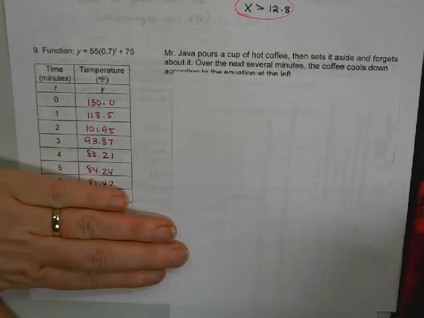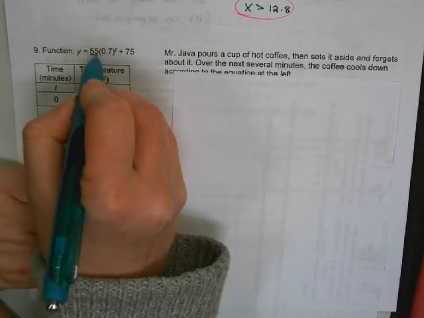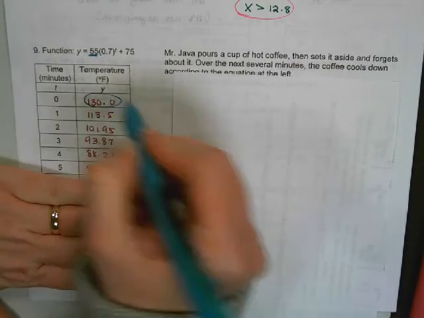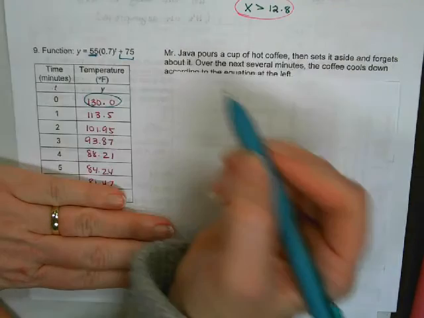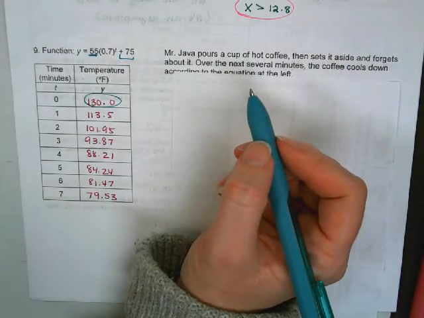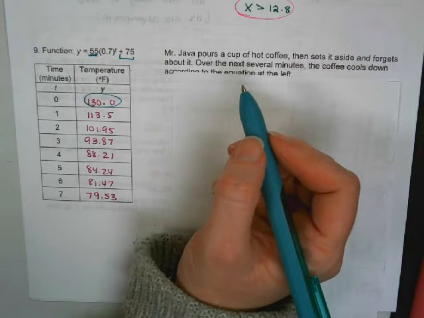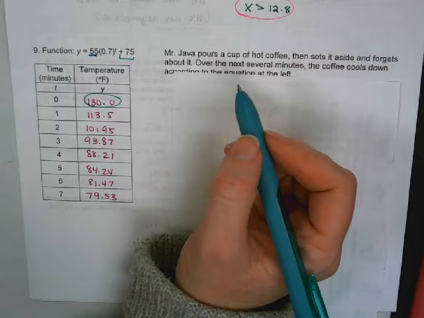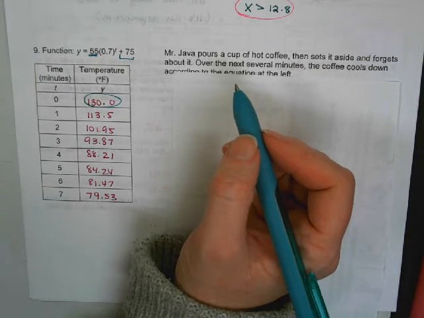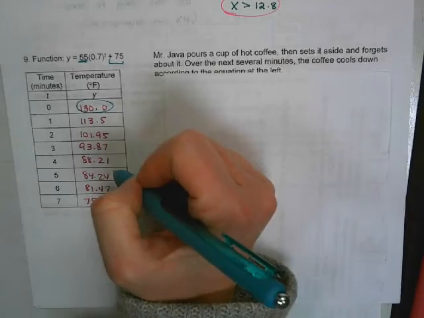So normally our a value is this, right? It's what we find right here. But this is a transformation. This entire thing has been shifted up 75. 55 plus 75 is 130, so it is still 55. It's just all been shifted up. Every single value has been shifted up.